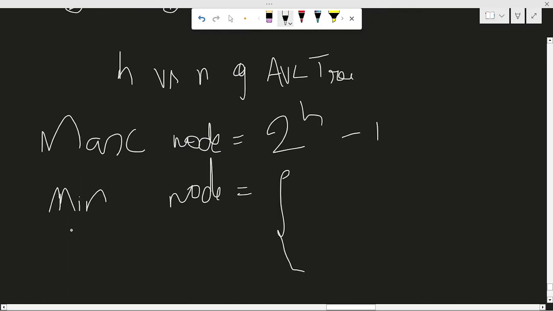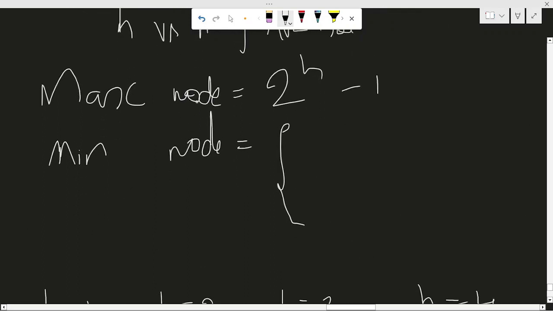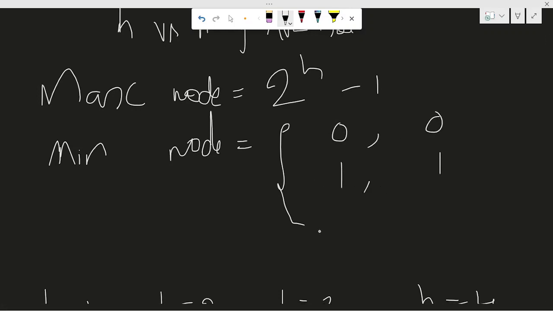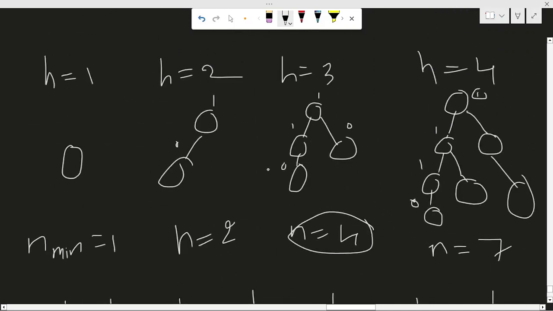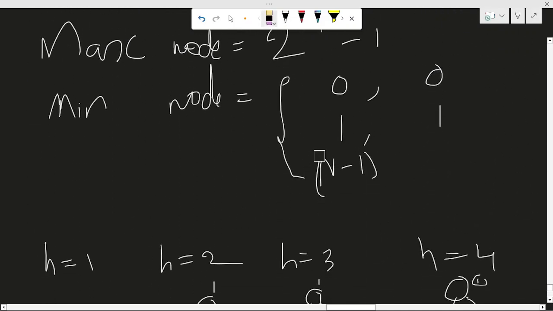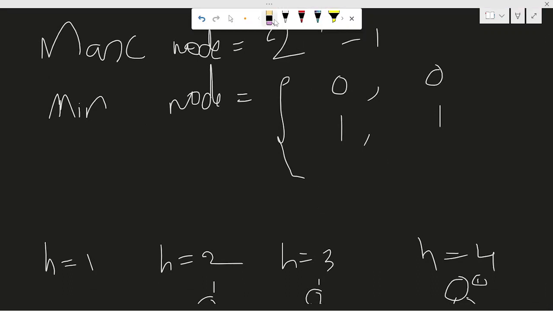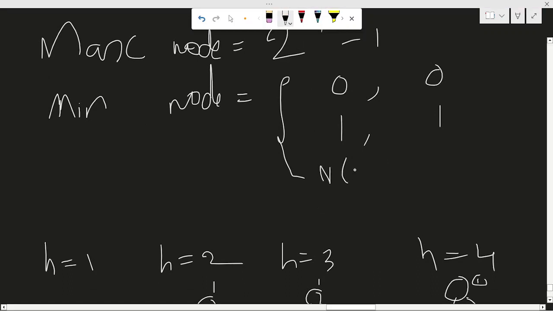To find the maximum number of nodes, you need this one. So let me write here also the number of nodes: for 0 it is 0, for 1 it is 1. So there is n of h minus 2, so you can write this here. You need n of h minus 2 plus n of h minus 1 plus 1. Otherwise, when it is n of h, I needed to find.